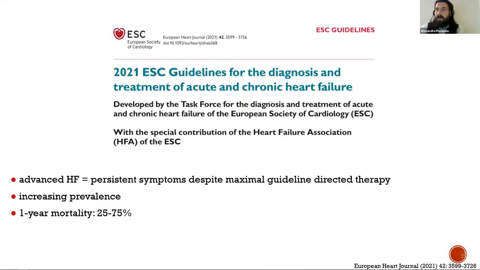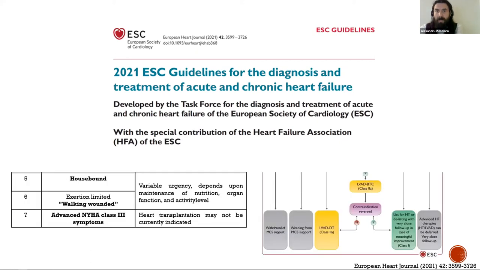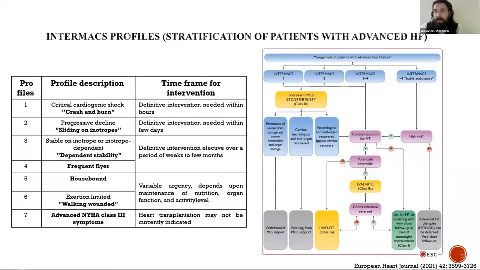This year, the new guideline for heart failure was launched by the European Society of Cardiology, which defines advanced heart failure as persistent symptoms despite maximum guideline-directed therapy. Unfortunately, the prevalence of this pathology is continuously rising, and mortality can reach up to 75% at 1 year. The present heart failure guideline details the 7 clinical profiles for advanced heart failure patients, according to INTERMACS, the Interagency Registry for Mechanically Assisted Circulatory Support, very useful for setting the right time to address heart failure patients to mechanical circulatory support therapy.